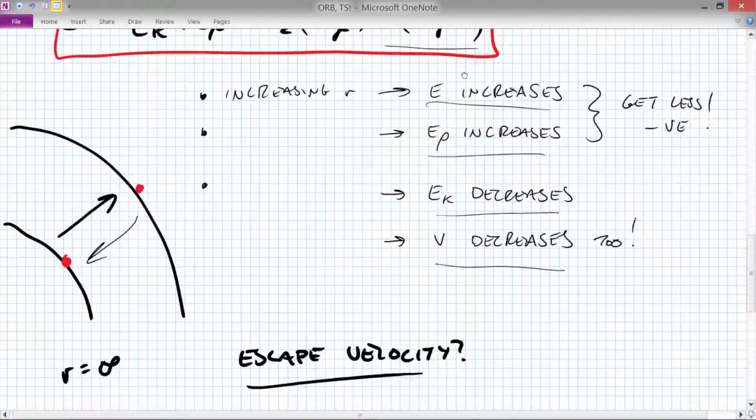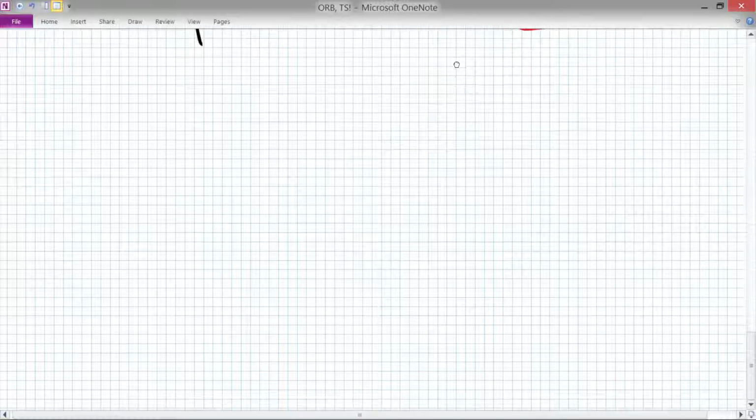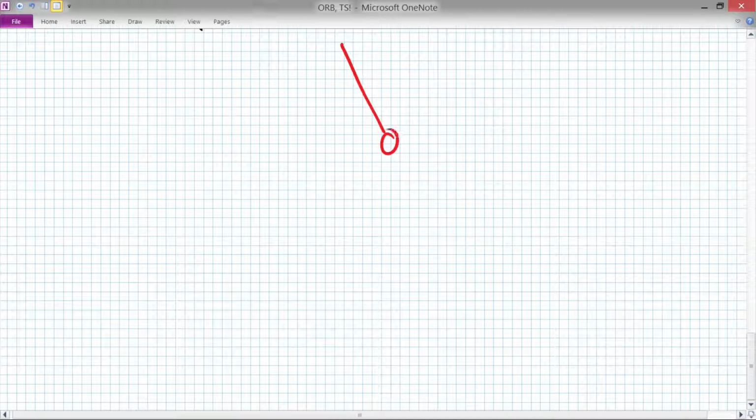So that's it, that's gravity. We've come full circle, which means next time, the next video, we'll take a look at oscillating motion.